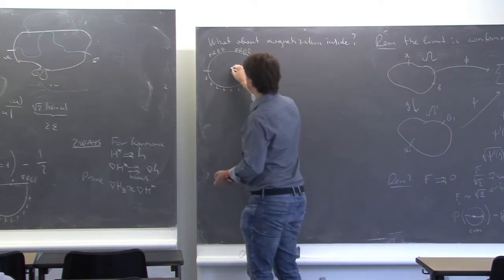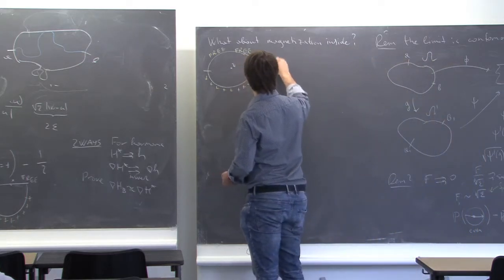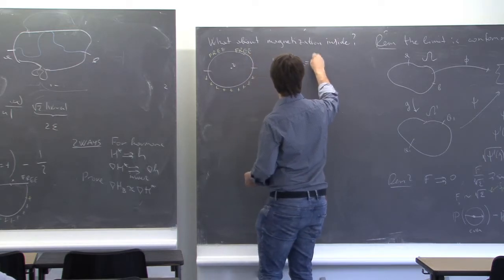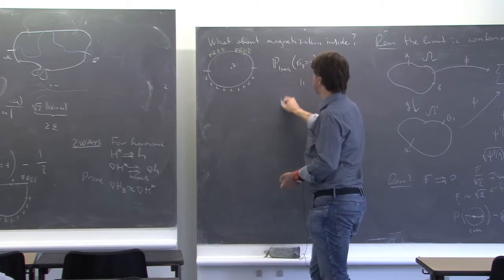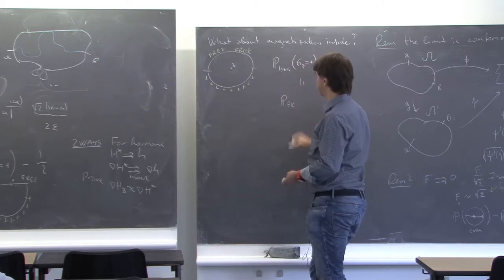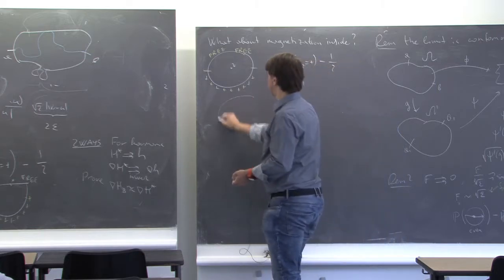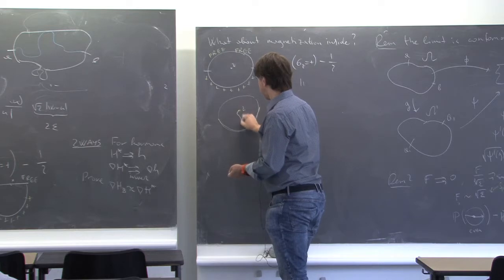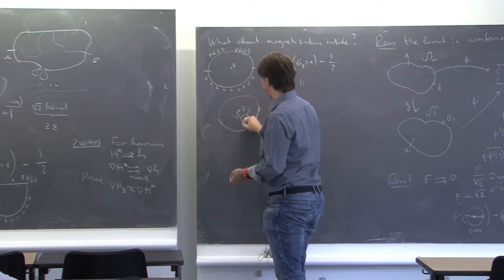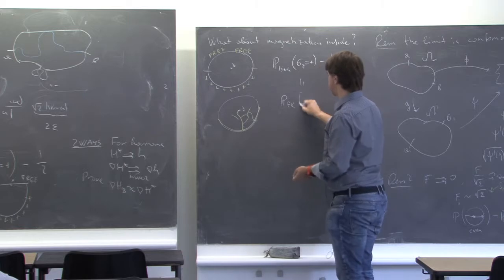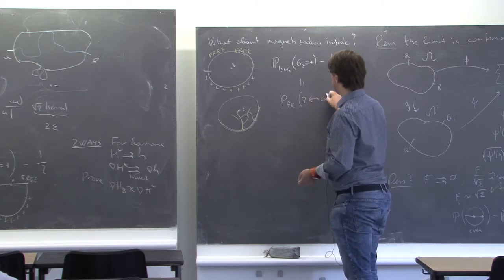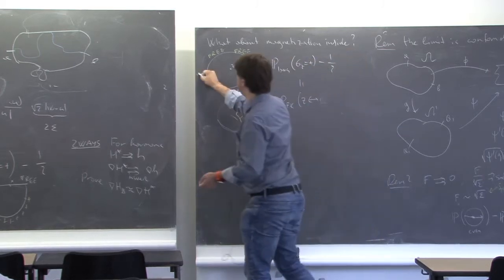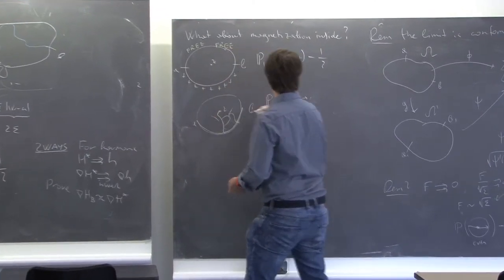And there is a point Z inside, so the probability in the Ising model, given this boundary condition, that the spin at Z is equal to plus minus 1/2, is the probability in the FK model that Z is connected to the bottom arc, to the arc AB.